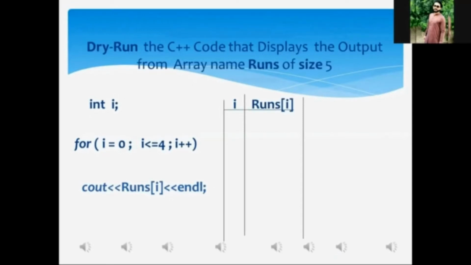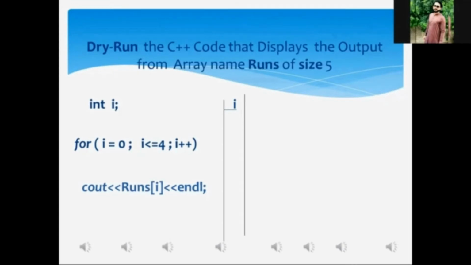Now I'm going to tell you the reason why I have included the column with the heading I. The first column with the heading I is used to keep track of the current data value that the loop variable can have in each iteration of the loop. Did you get it, my dear?